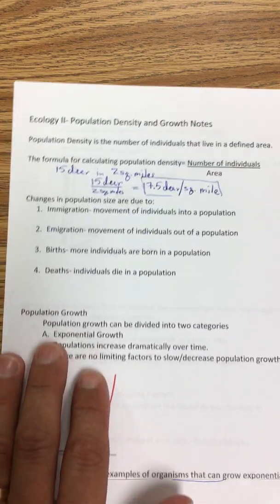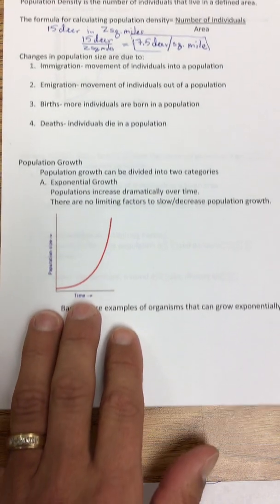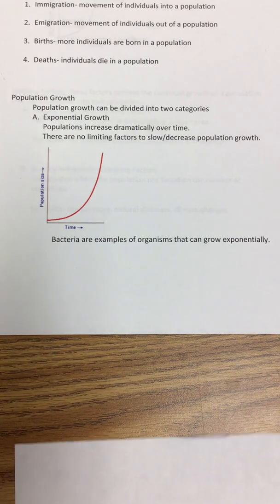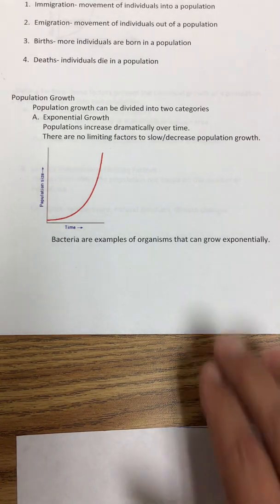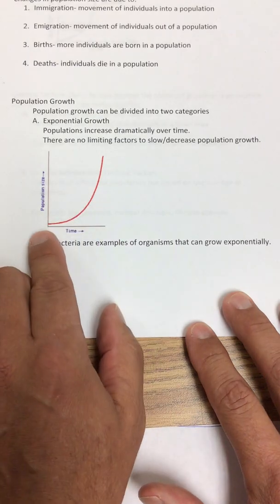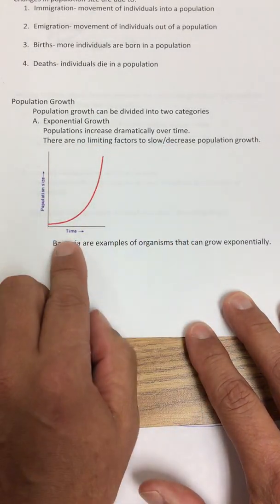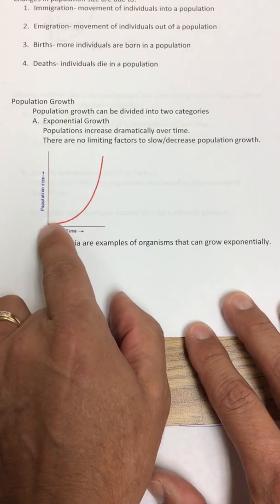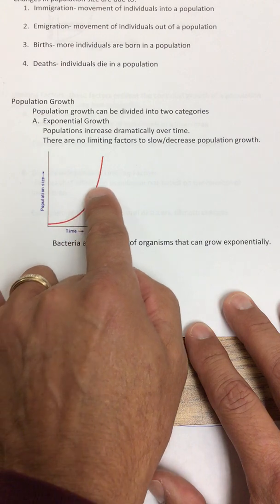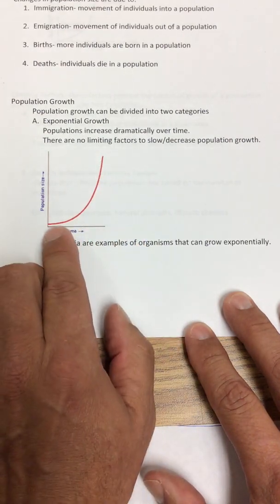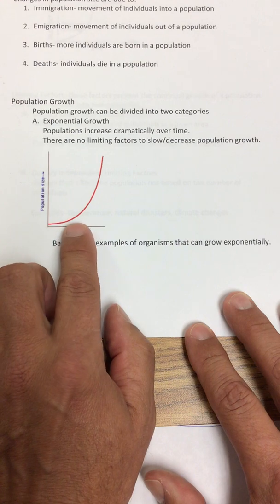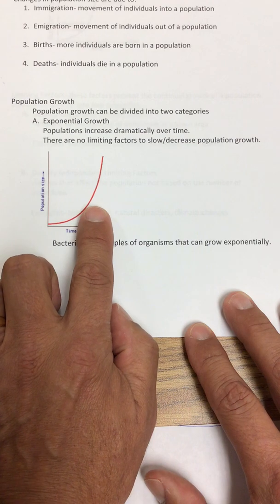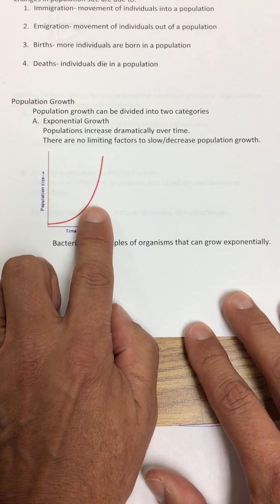Now, population growth can be divided into 2 categories. The first one that we talk about is exponential growth. And you've probably talked about this in math class. You've probably seen a graph like this before. Here's where populations increase dramatically over time. In the graph here, this is my population size, and this is time. And so it grows slowly, and then pretty soon we're talking about doubling. So 1 goes to 2, 2 to 4, 4 to 8, 8 to 16, 16 to 32, 32 to 64, 64 to 128, 256, and so on, okay?